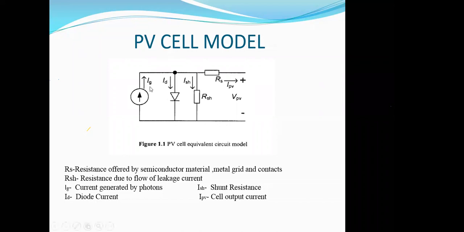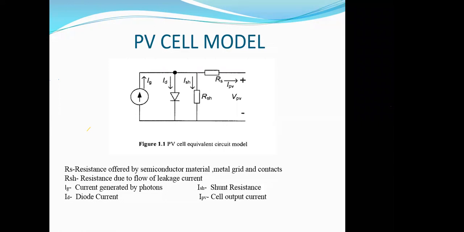Here is the IG. IG is the current generated when the sunlight strikes the panel. And then we have got different types of elements in that. ID is the diode, then RSH is the shunt resistance, and RS is the series resistance. And these are due to different factors.